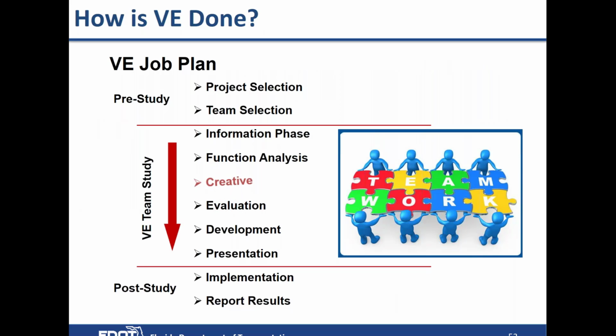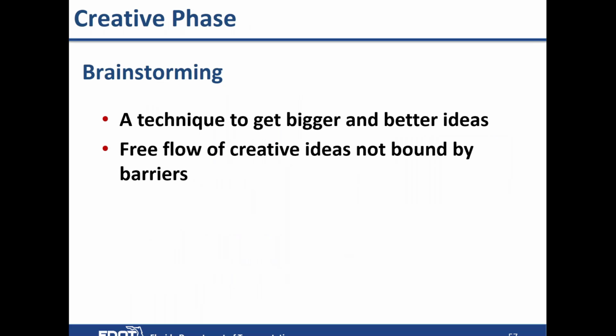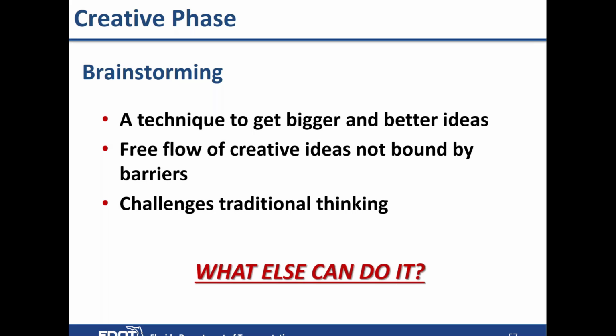Now we'll move into a creative phase. So once we've identified functions, we've classified those functions. Now we want to see what kind of ideas, what else can perform those functions? What other ideas do we have that could either improve the function or possibly provide it in a less expensive manner? The most common way of the creative phase is brainstorming technique. So what is brainstorming? It's a technique to get bigger and better ideas. It's a free flow of creative ideas, not bound by any barriers. You want to challenge traditional thinking, and basically you want to ask what else can do the function.